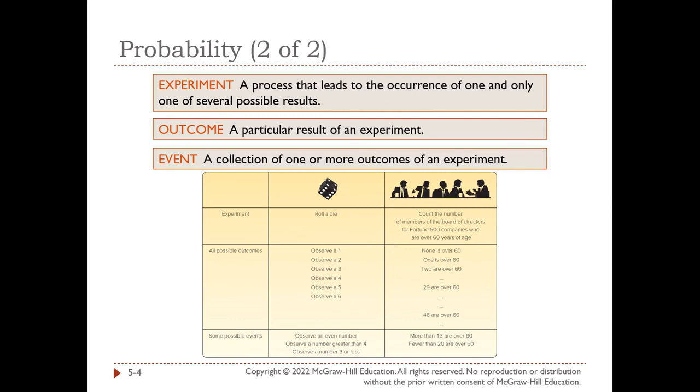For example, they do have the roll of a die, which is the experiment. And we actually have 6 possible outcomes. Since most dice, that regular die, are 6-sided, we do have 6 outcomes.